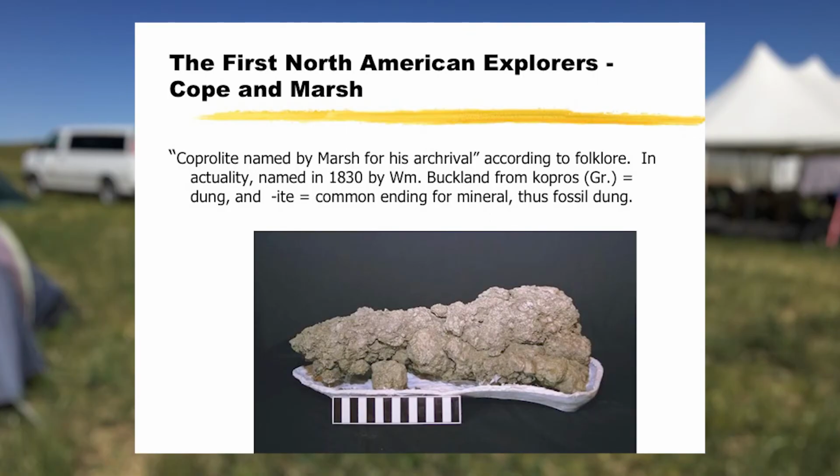Coprolite, named by Marsh for his arch rival, according to folklore. But actually it was named in 1830 by William Buckland. This is way before the bone wars, from the Greek word kopros, which means dung, and ite meaning a mineral, so fossil dung. So even though it sounds right, it's not true.